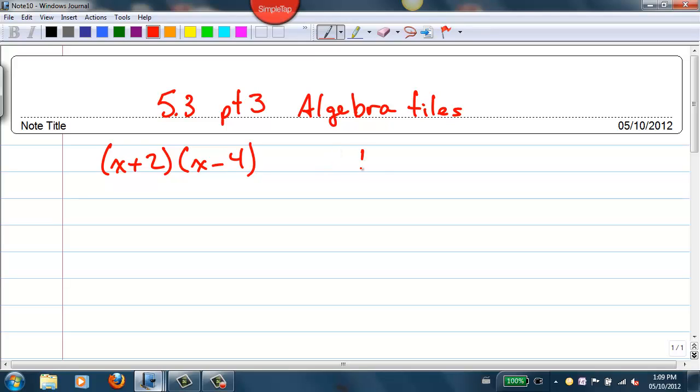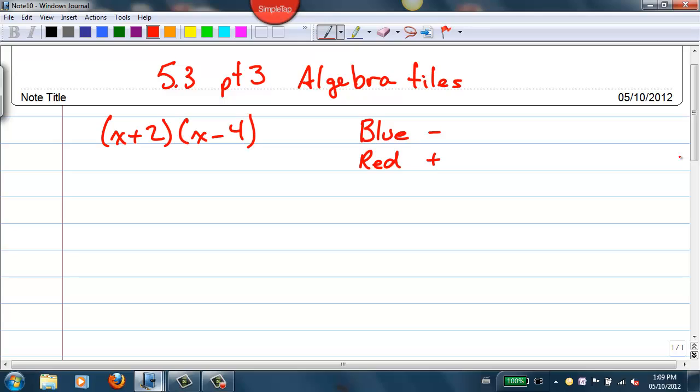Alright, so today we're going to look at using algebra tiles. For the sake of the overhead transparencies, I use blue as negative tiles and red ones as positive tiles, but I don't think that'll apply too much in your notes here.